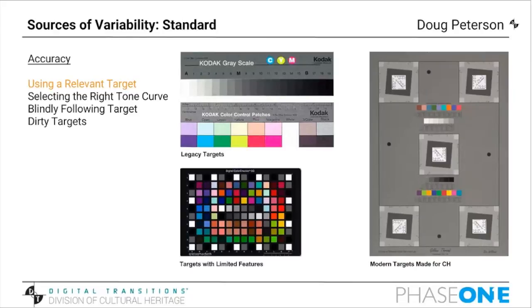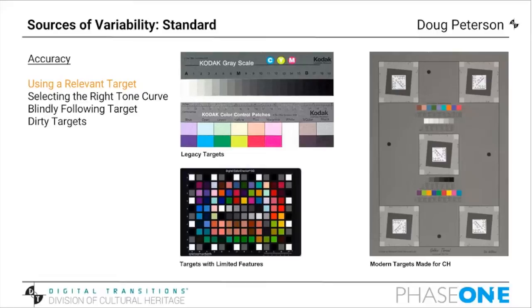So what is a relevant target? Well, there's a lot of legacy targets out there. In fact, in our experience, there are more legacy targets out there than there are modern relevant targets. The targets like you see in the top left here, the Kodak grayscale, the Kodak color control patches, these were developed by Kodak, back when Kodak was a thing, for darkroom operation and print control. And the color selection, the type of finish, the features on the target, the variety of colors, the gamut of the colors are not what one would pick out if one was designing a target from scratch for cultural heritage imaging. It's better than nothing, but it's not as good as a modern, relevant CH target.